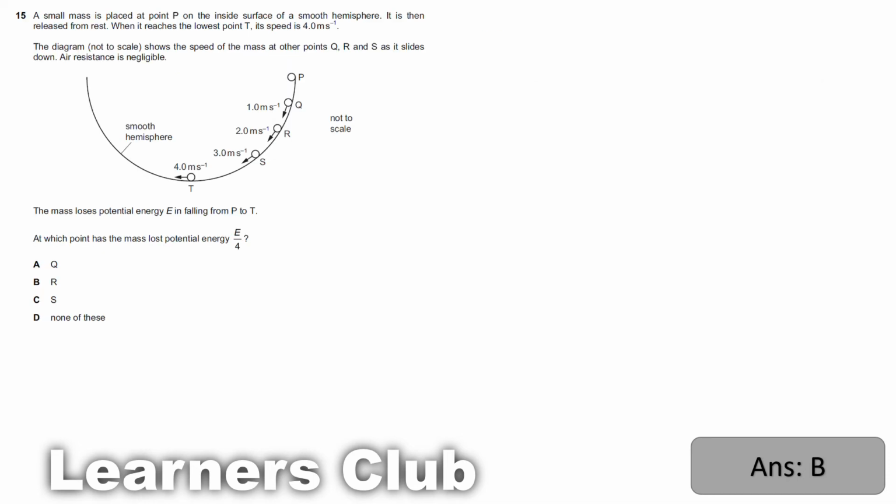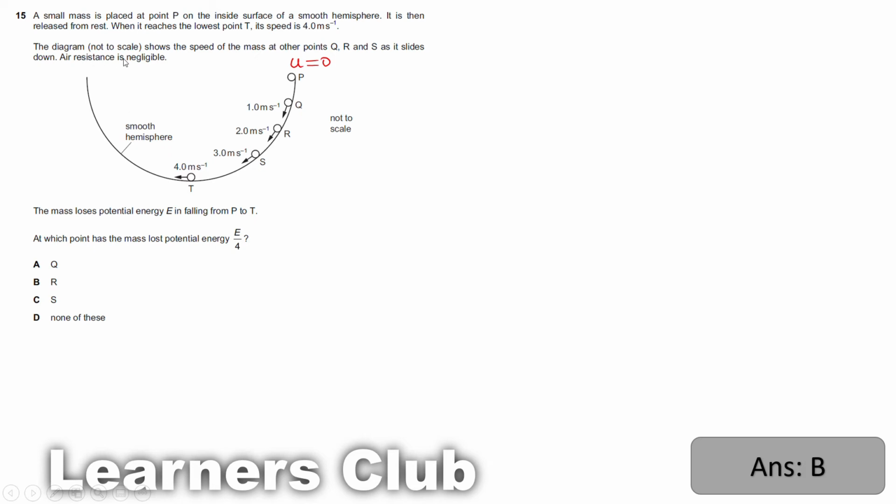Question 15. A small mass is placed at point P on the inside surface of a smooth hemisphere. When they mention the word smooth, it means there is no friction. It is then released from rest. So now at this point P, it is going to be released from rest. That means the initial speed at P is 0. When it reaches the lowest point, its speed is 4.0 meter per second. So when you reach this point, it becomes 4.0 meter per second.